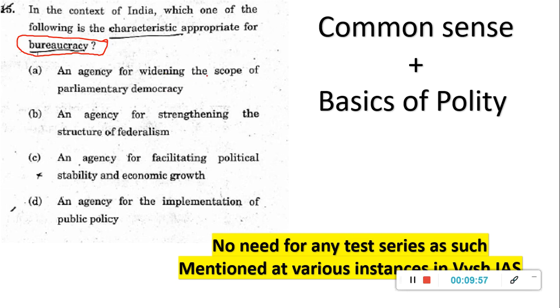There's no point of giving this exam, okay? So, an agency for widening the scope of parliamentary democracy, meaning you will become collector or whatever, and you will widen the scope of parliamentary democracy. You don't have that much power and all. You are not going to do this, okay?